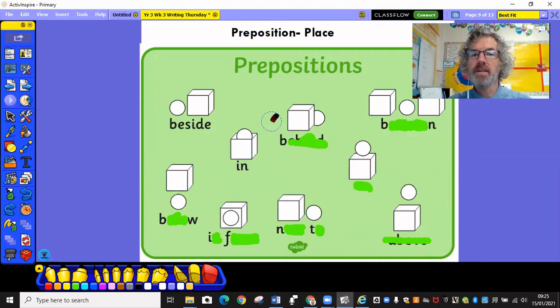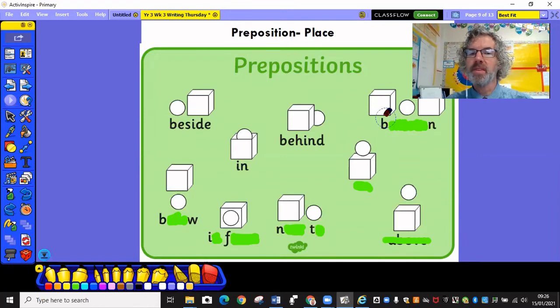Now for this one, where is the ball compared to the box? Begins with the letter B. Does that help? Behind.